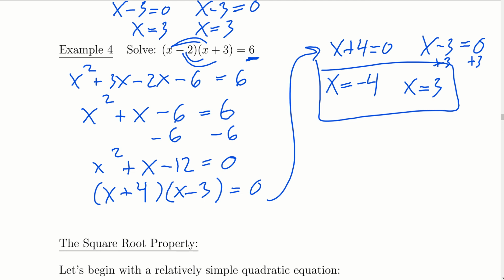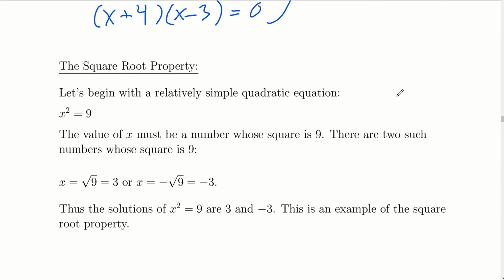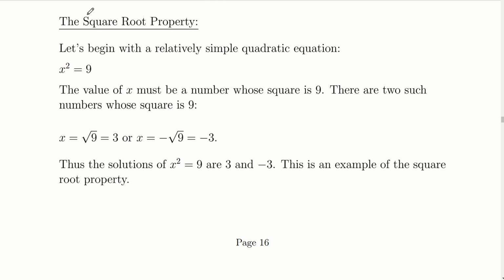So, a standard way, oftentimes one of the easiest methods, is if you can get one side to be 0, and if you can factor the other non-zero side, then we can simply set each factor equal to 0 via the zero product principle. Another way that's oftentimes easy to solve a quadratic equation is when the x to the first power term is missing. Then we can apply the square root property.